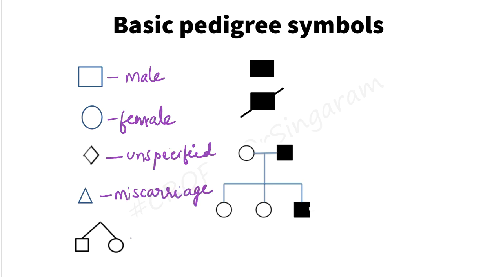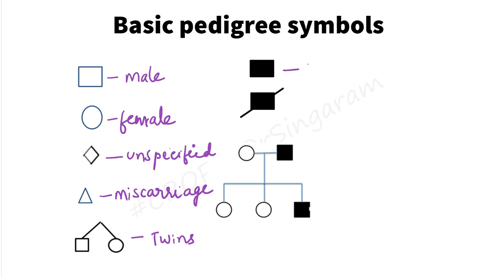What is the next one? That is indicating twins. You can see that one male and one female. It indicates twins. That means from a single delivery, two babies are delivered. Okay, so that indicates twins. What is the next one?